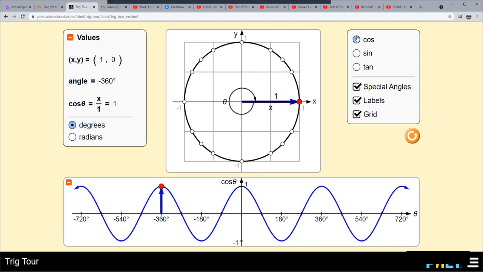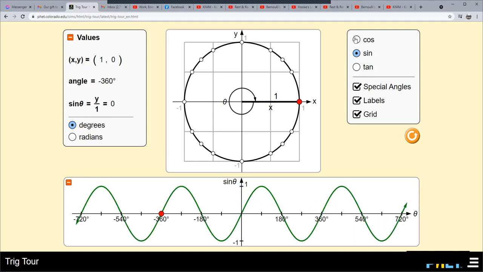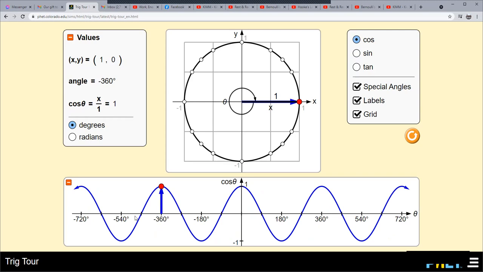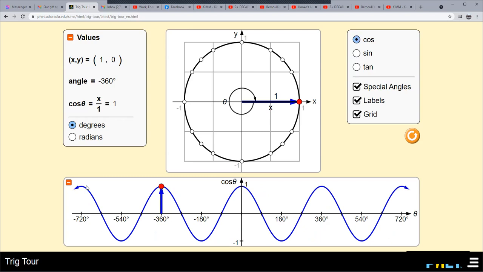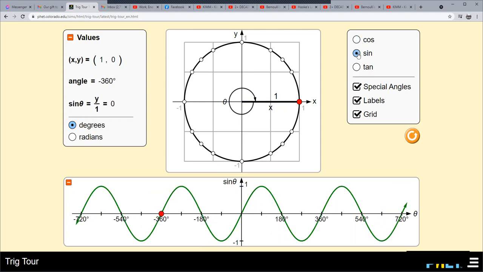You would notice there is a difference. The graph here changes once we move from cosine to sine. This is the cosine wave, while this one is the sine wave. The cosine wave falls under these different grids, while the sine falls under these grid lines.